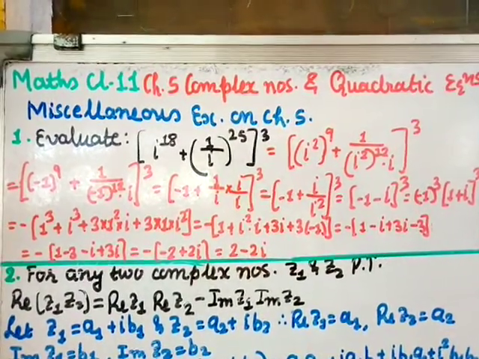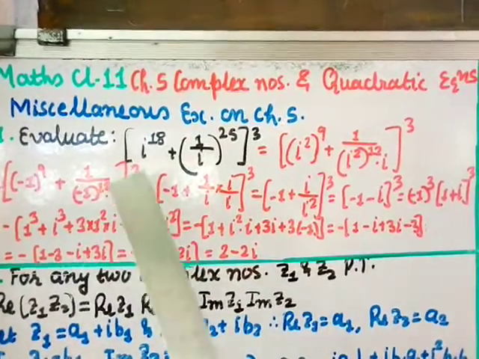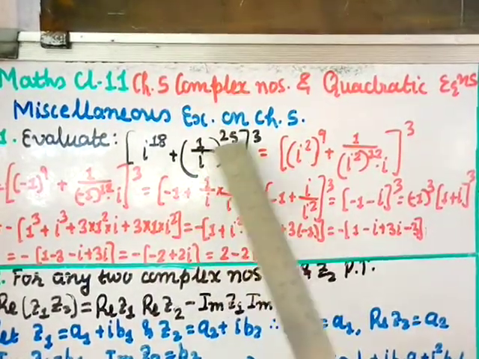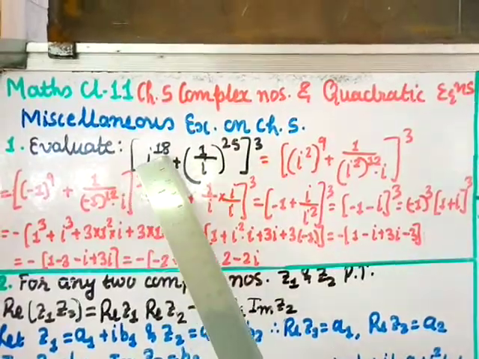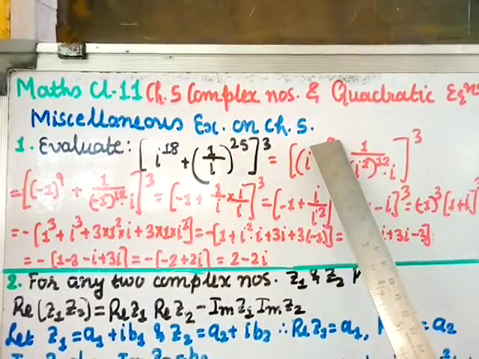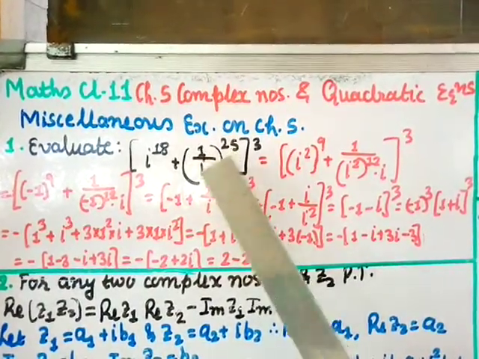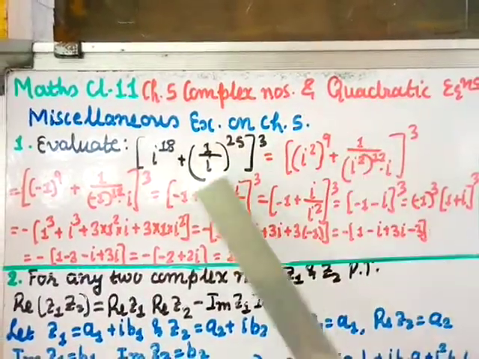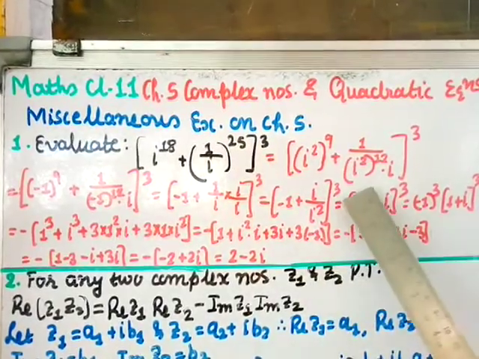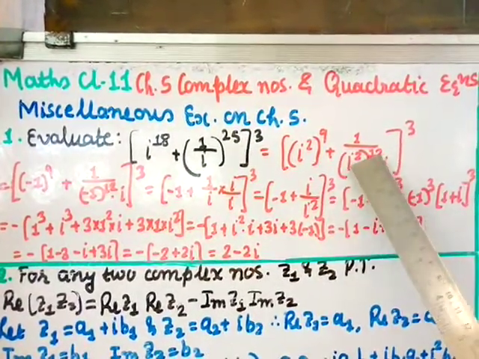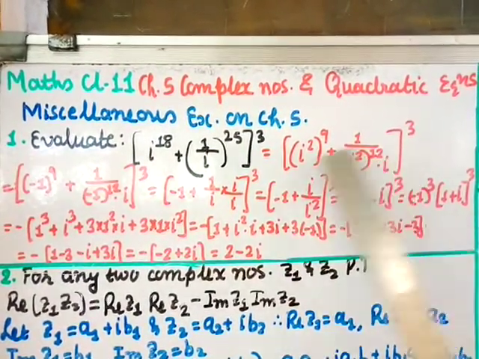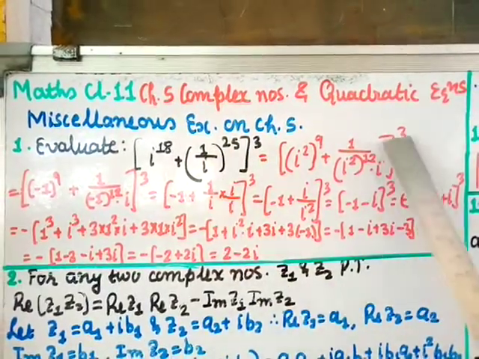Question number 1. Evaluate (i^18 + (1/i^25))^3. Now i^18 I can write as (i^2)^9, since 9 into 2 is 18. Plus 1 by i^25, which can be written as 1^25 is 1, and i^25 I can write as (i^2)^12 into i, since 12 into 2 is 24, plus 1 will give you 25, the whole power 3.